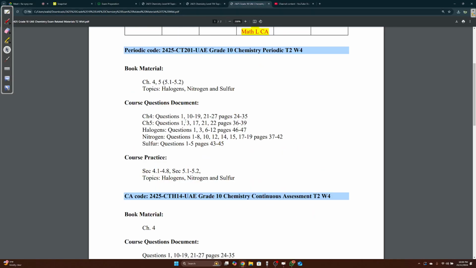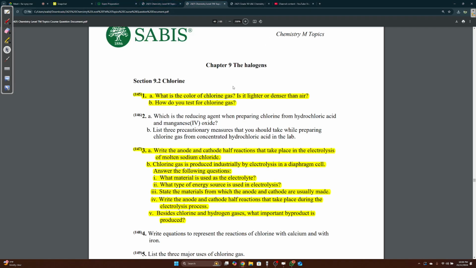Okay, this is chapter 9, topic 9, the halogens. We have about 8 questions required. Very easy, shouldn't be more than 20 minutes.